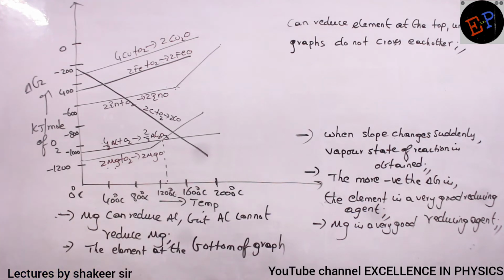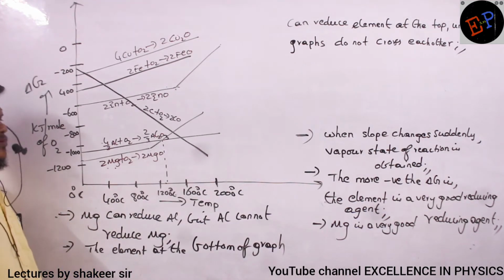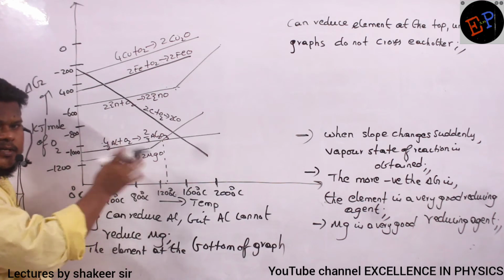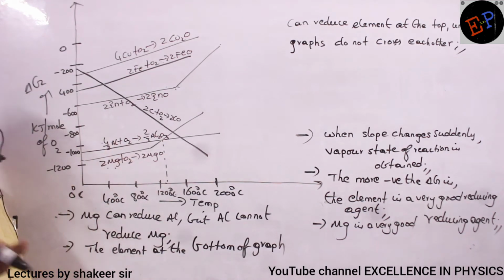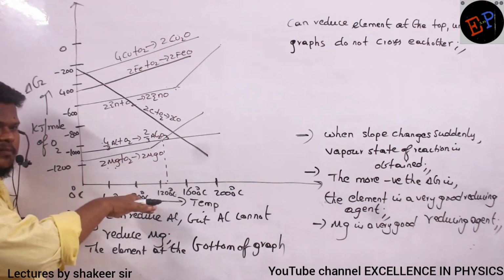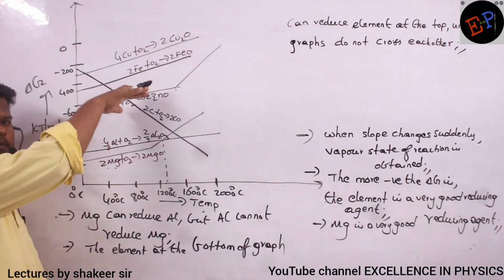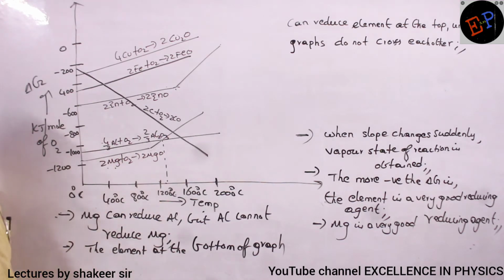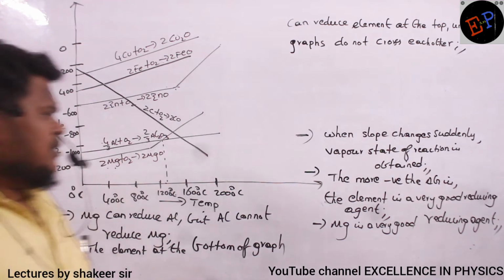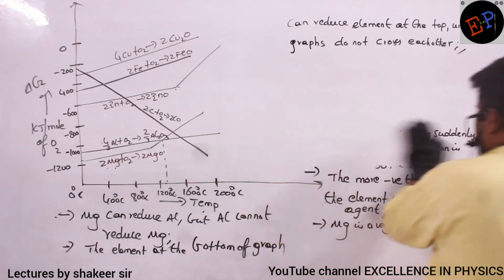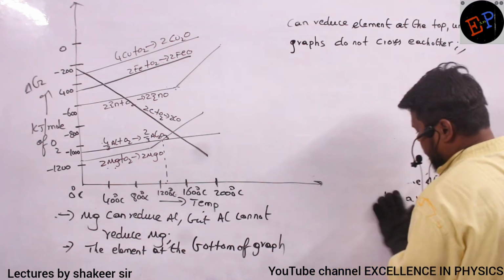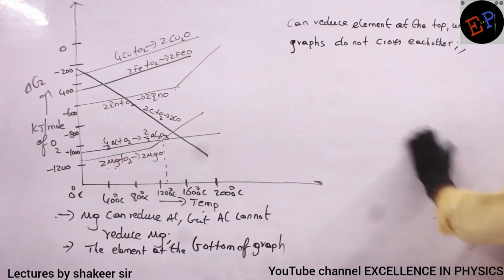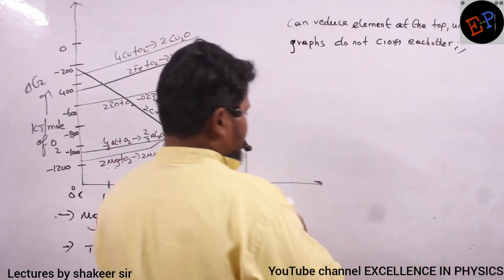So basically what does it say? It says that the more negative the delta G value is, the better is the reducing agent. And the elements which are present at the bottom are very good reducing agents for the above elements. But above elements cannot reduce the bottom elements. These points we should understand. Clear? Now let us see what are the limitations of this Ellingham diagram. What we cannot understand by this Ellingham diagram. That question was also asked previously.